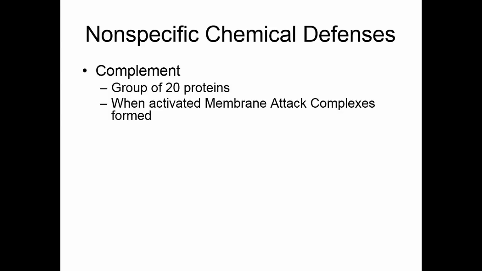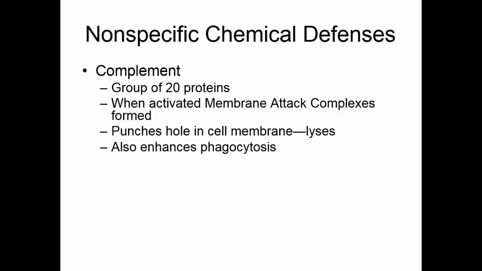Your nonspecific chemical defenses in the second line of defense include complement and interferon. Complement is a group of 20 proteins that circulate in your blood. When activated, they form what's called a membrane attack complex. This membrane attack complex will punch a hole in the cell membrane that started the whole process. This will cause the cell to lyse. Also, complement factors can enhance phagocytosis.